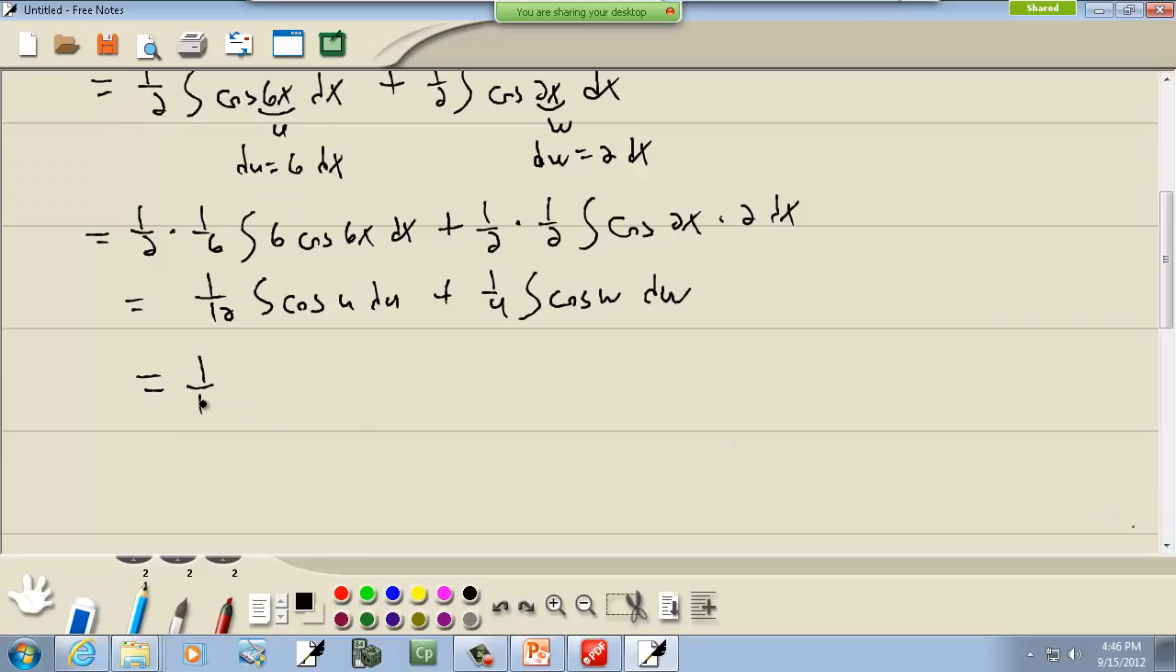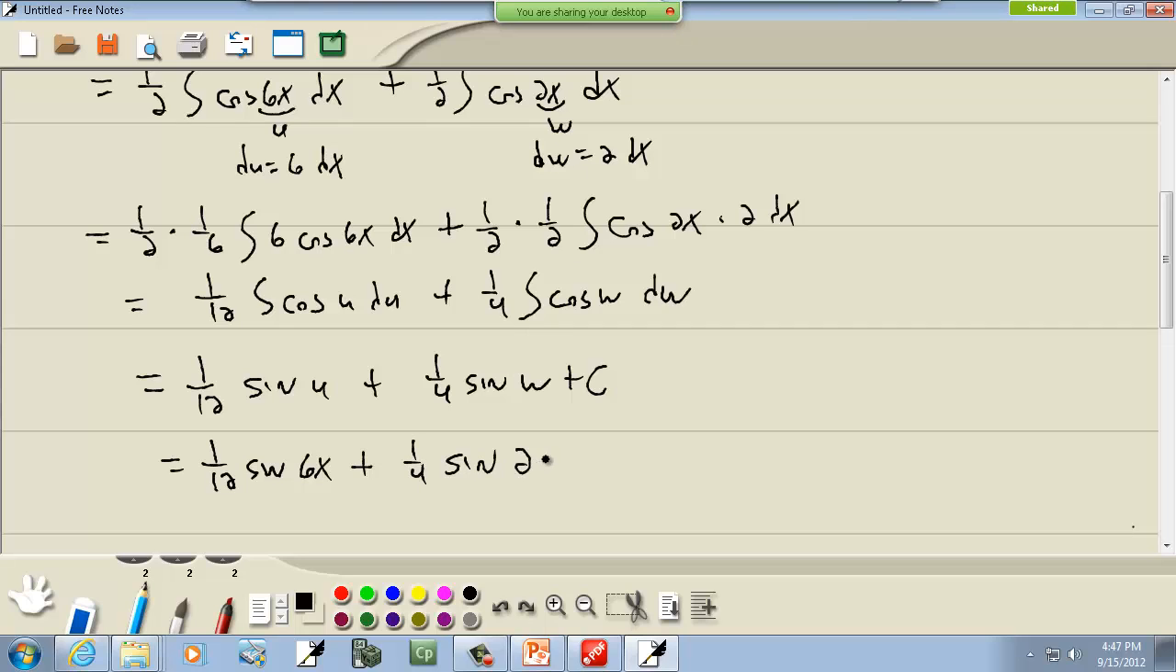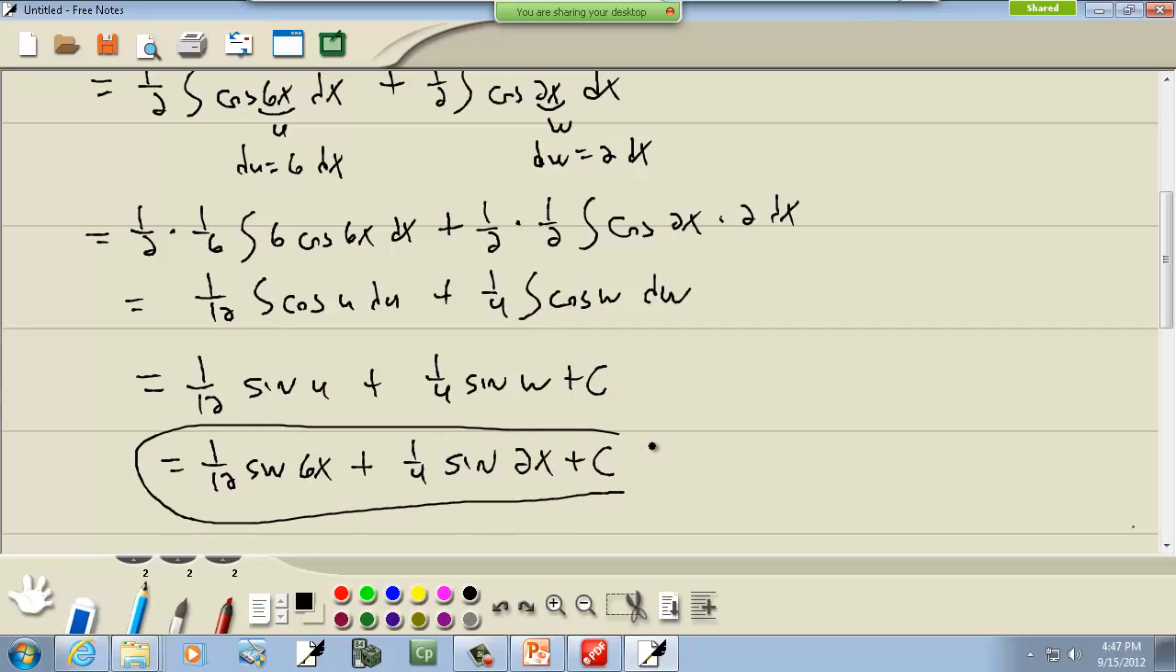Now the integral of cosine is sine, so this will be 1/12 sine u plus 1/4 sine w plus c. On this one we said u is 6x, so this will be 1/12 sine 6x. And on this one we said w was 2x, so this will be 1/4 sine 2x plus c. And that'd be our answer.